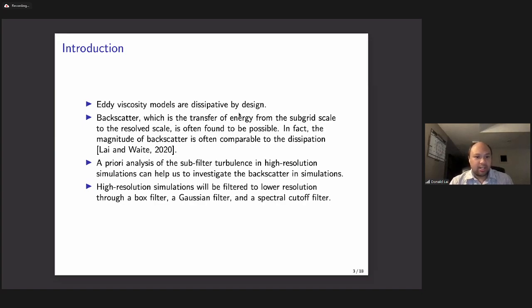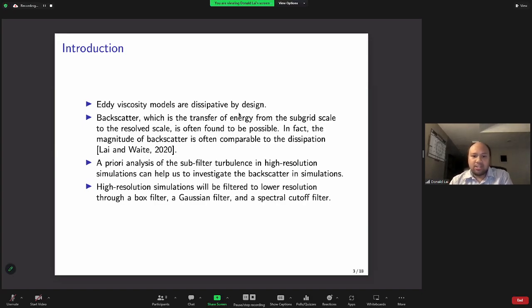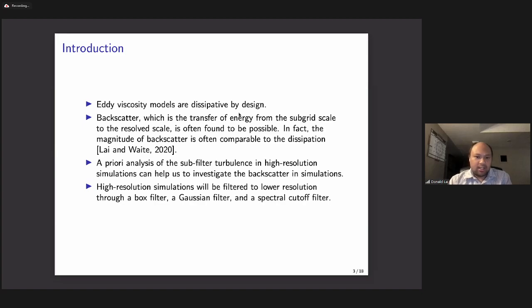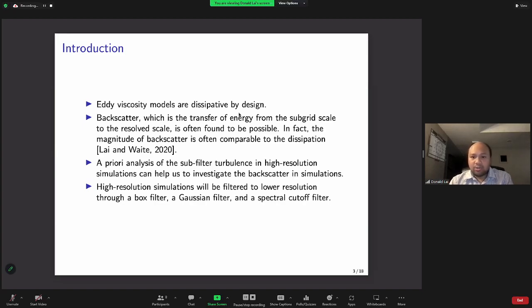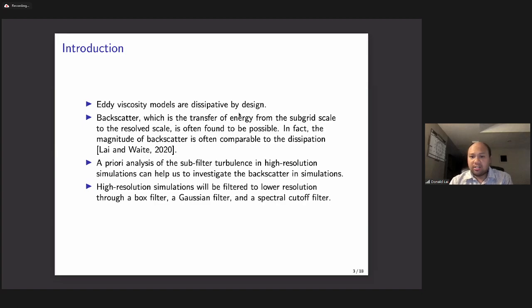So in this project, I perform a priori analysis on this subfilter turbulence in a high resolution simulation. And this could help us to do an investigation of the backscatter. So in this project, the high resolution simulation will be filtered down to a lower resolution through a box filter, a Gaussian filter, and a spectral cutoff filter.